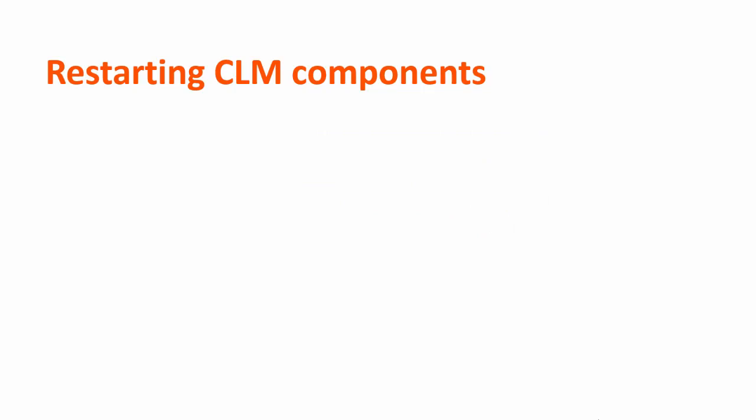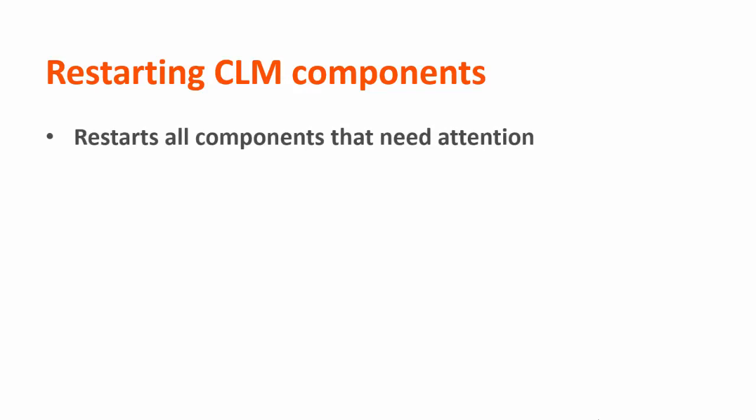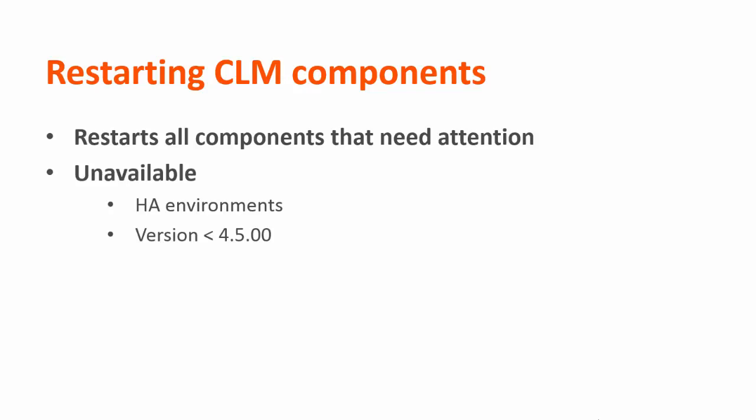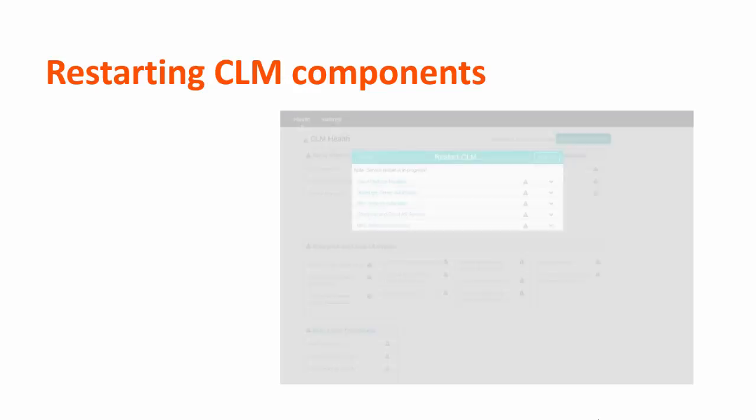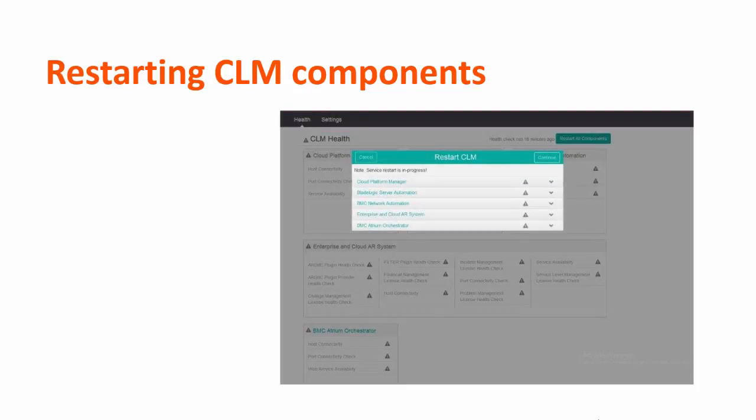Click Save. If several components that are being monitored need attention, you can restart all these components in one go from the CLM Self Checker. You must note that this functionality is not available in high availability environments and for versions earlier than BMC Cloud Lifecycle Management 4.5. Also, before you perform this activity which restarts the entire cloud stack, you must verify that there are no pending activities. On the CLM Self-Checker, click Restart All Components. On the Restart CLM dialog box, click Continue.